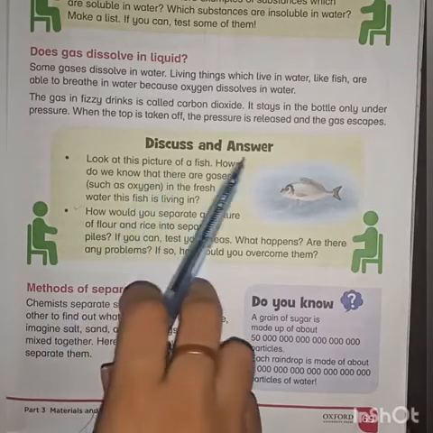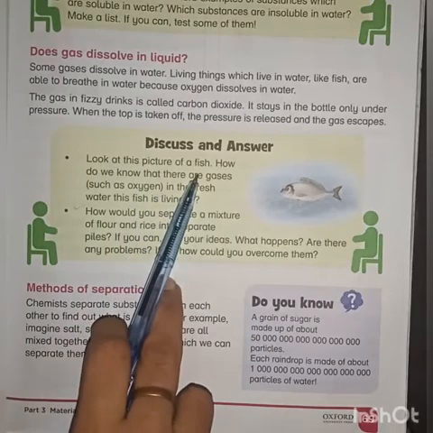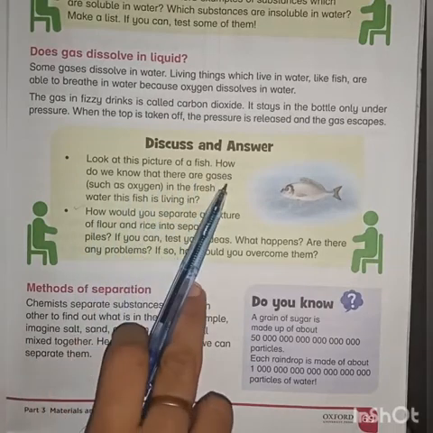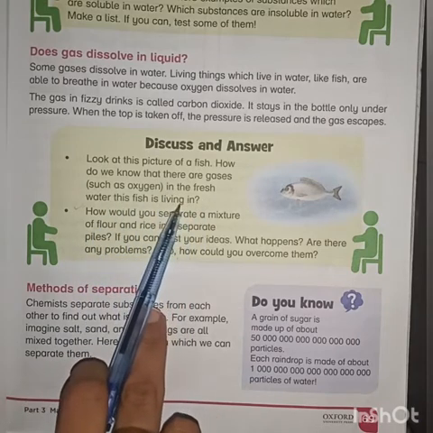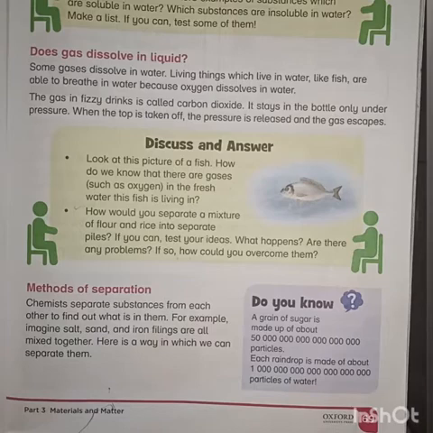Next, discuss and answer. Look at this picture of a fish. How do we know that there are gases such as oxygen in the fresh water this fish is living in? The question is, how do we know that there is oxygen gas in water? Because fish is a living thing and all living things respire. So it means there is oxygen gas dissolved in water and the fish is able to breathe because there is oxygen gas in water. If there were no oxygen gas in water, fish couldn't breathe.